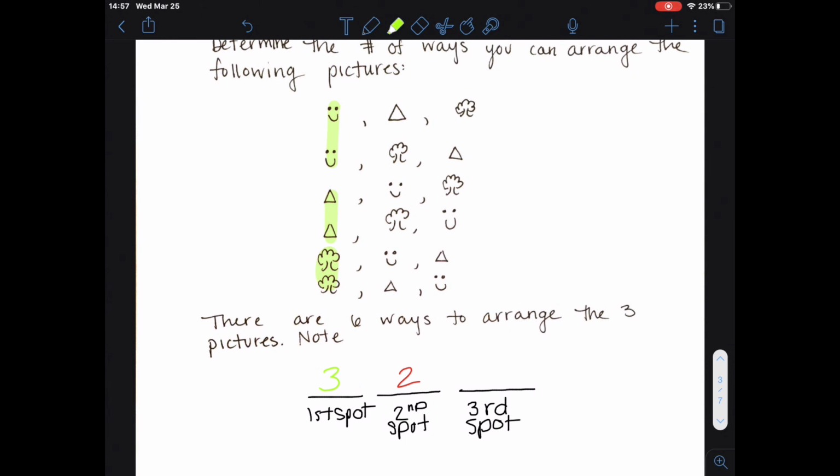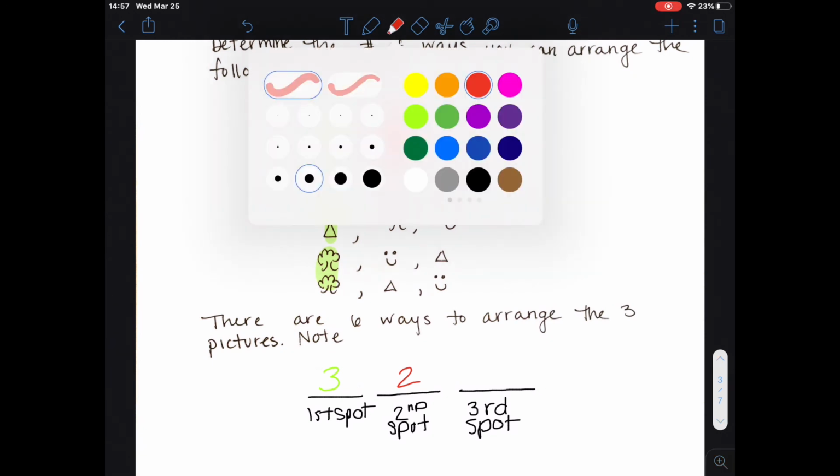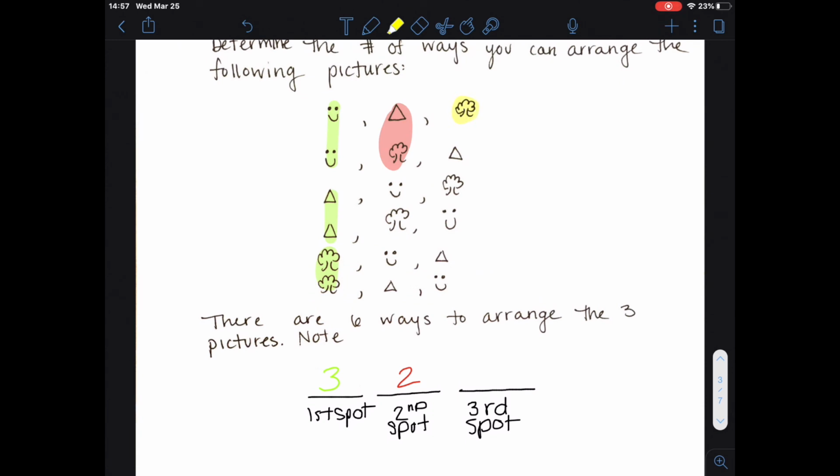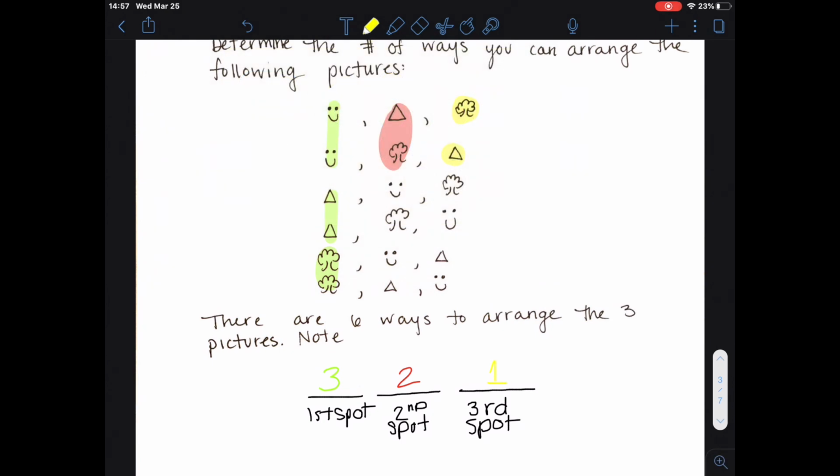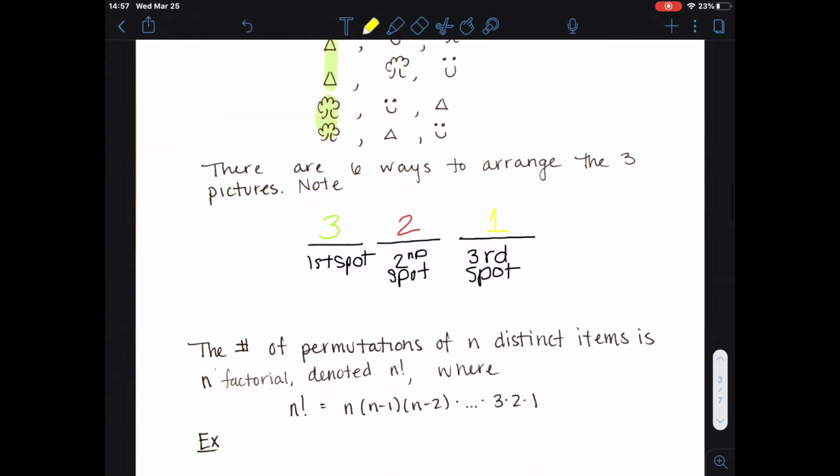So pretty much you can look at these different things. I had the 3 options here. Now once I've picked a first image, I could put 2 different ones second. And then once I've used that second location, I only have 1 picture remaining. So I only have 1 option for the third spot. So in total, there are 3 times 2 times 1, which is 6 ways to arrange the 3 objects.